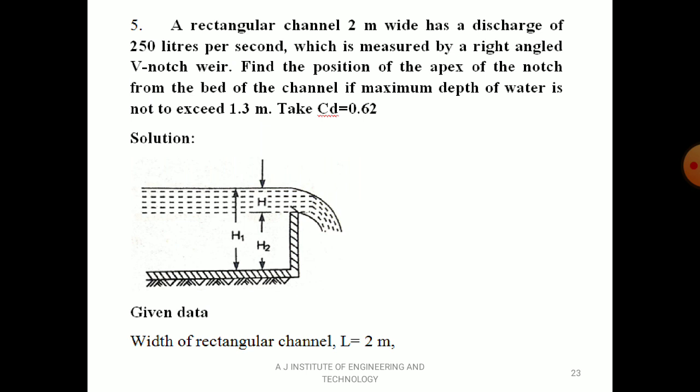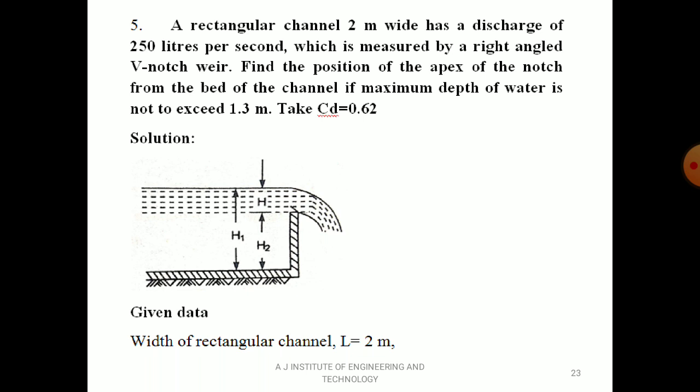Here you just remember, don't get confused with the rectangular channel. The channel is rectangular, an open flow area that is rectangular in shape. It is measured by a right angle V notch, so theta equal to 90 degree. Find the position of the apex of the notch from the bed of the channel if the maximum depth of water is not to exceed 1.3 meter.